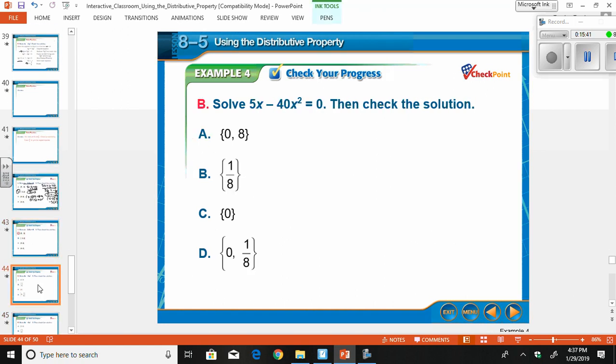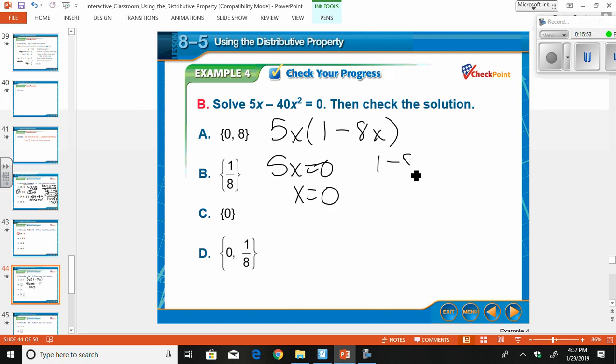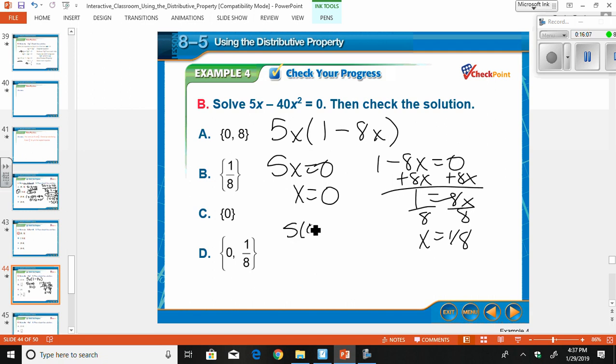Solve here, so what do we have in common? We have a 5 and an x in common, so that leaves me with 1 minus 8x. Set each one equal to 0, so 5x equals 0, so x equals 0. 1 minus 8x equals 0, so I can add 8x to both sides. Divide by the 8, so x equals 1/8. If we put them back in, 5 times 0 minus 40 times 0 squared is 0. That one works for sure.